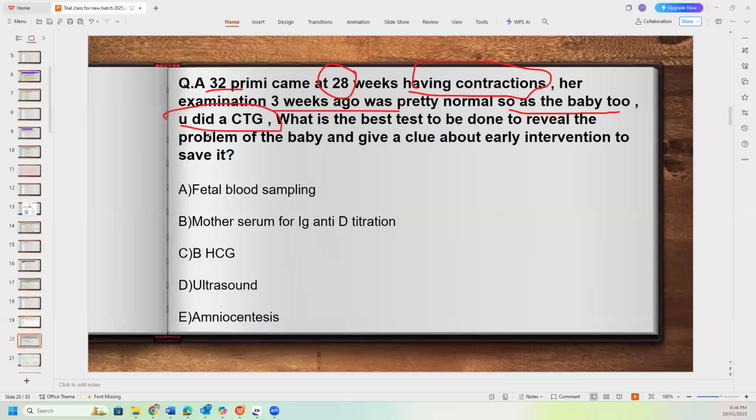You did a CTG when she came 3 weeks ago. Everything was normal. What is the best test to be done to reveal the problem of the baby and give a clue about early intervention to save it? Fetal blood sampling, mother serum for Ig anti-D titration, beta HCG, ultrasound, or amniocentesis?